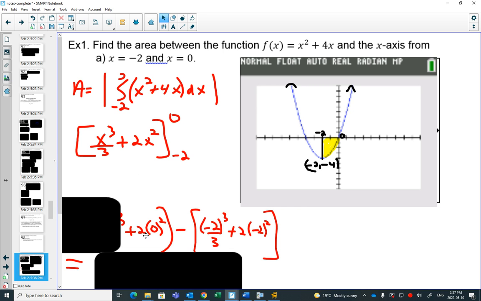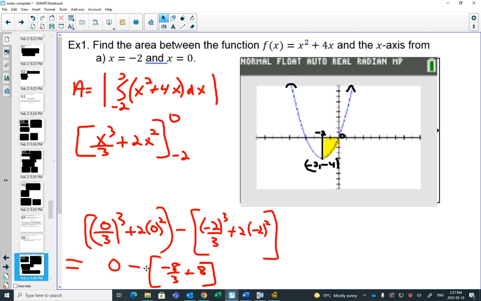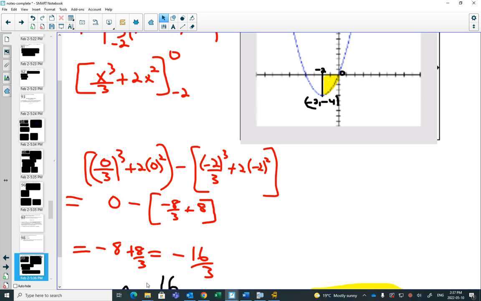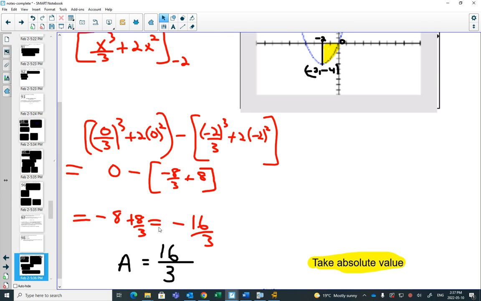Not a hard integral. And you get negative 16/3 for that section. So the actual area is positive 16/3. Now, as far as writing things down, I know you can plug in the numbers and get the values. So you might want to plug them in and then just write the answer, because it would just be a matter of simplifying that from there.